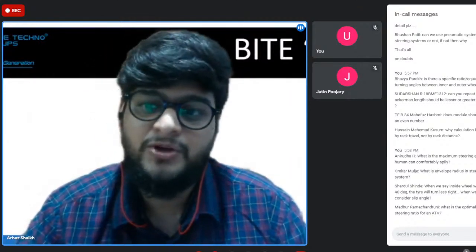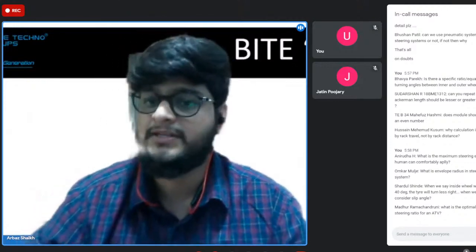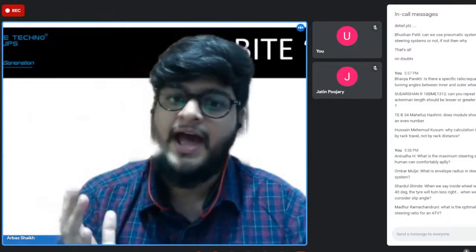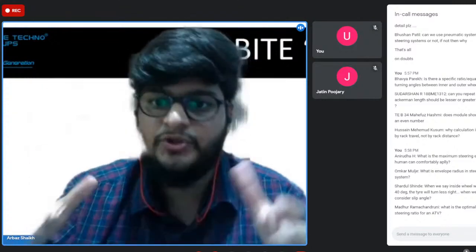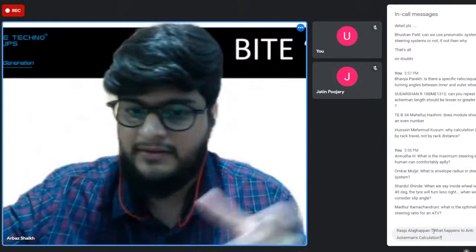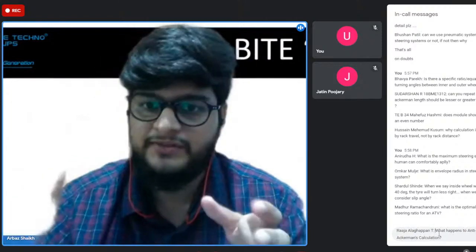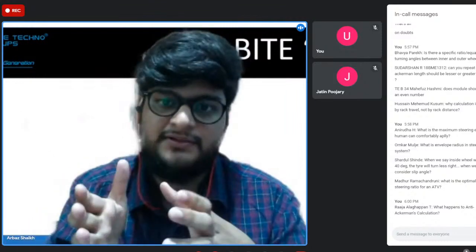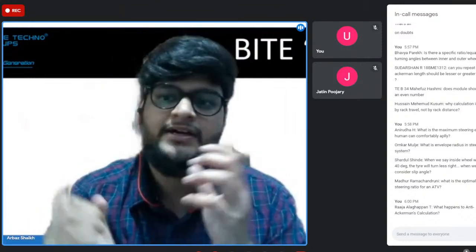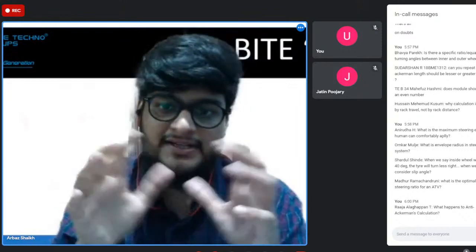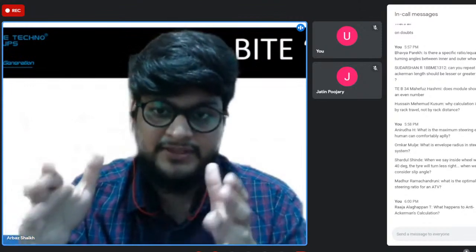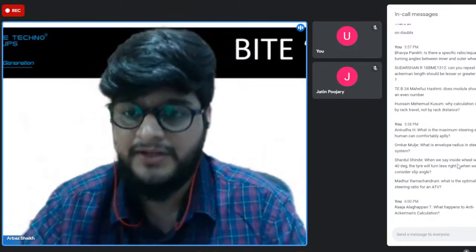Okay, Omkar is asking what's the envelope of radius in the steering system. Whenever you're making a vehicle, you have the outer wheel turning radius, and beyond the outer wheel turning radius, there's going to be the body of the vehicle, which is going to cover some of the area when you're turning. If you figure out a circle, or a shape, in which your vehicle will be turning, the area which your vehicle will be occupying when you're turning is called the envelope radius of your steering system.